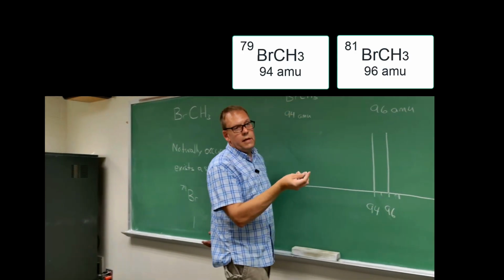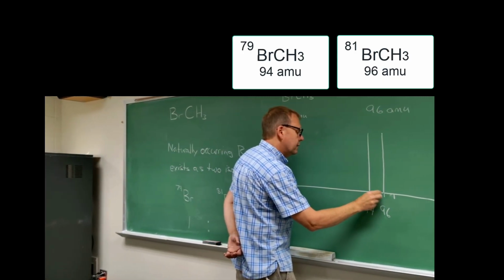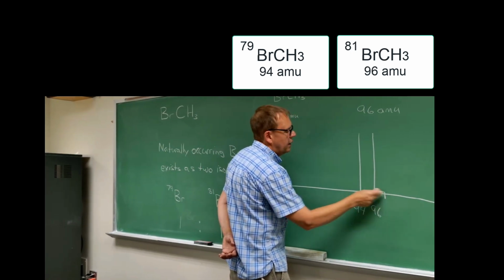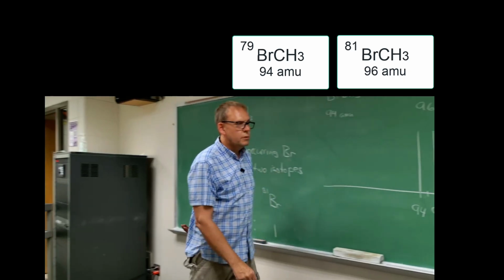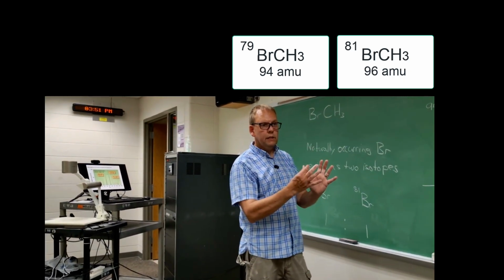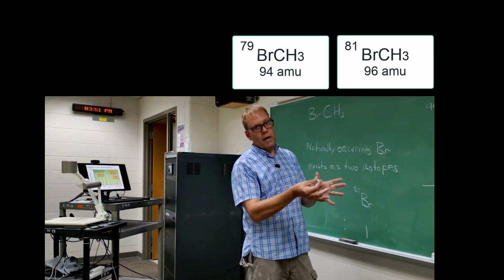And then since they contain carbon, they're also going to contain little M+1 peaks that are going to be just 1 mass unit higher than each of those two. That's what a bromine looks like. Equal intensity molecular ion peaks separated by 2 mass units.